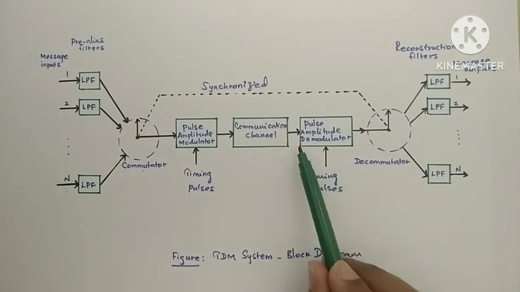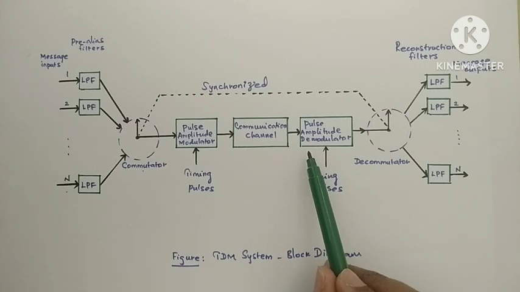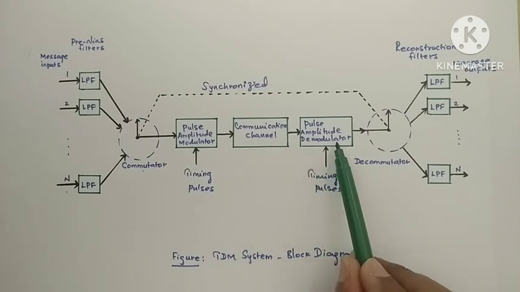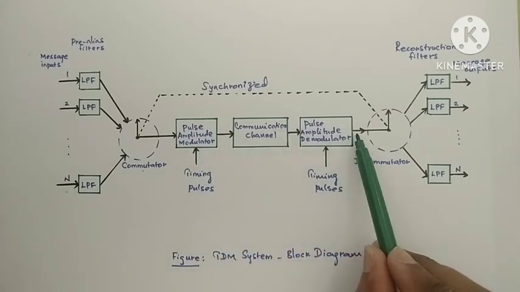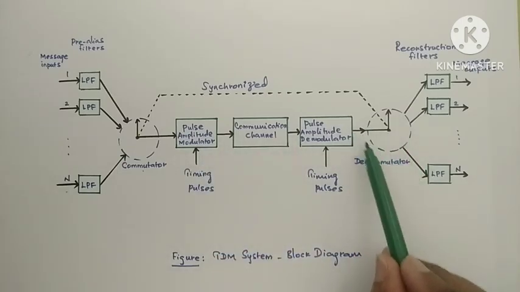Then the signal is received at the PAM demodulator. Here the reverse operation of the PAM modulator is performed, and then the signal is given to the decommutator.